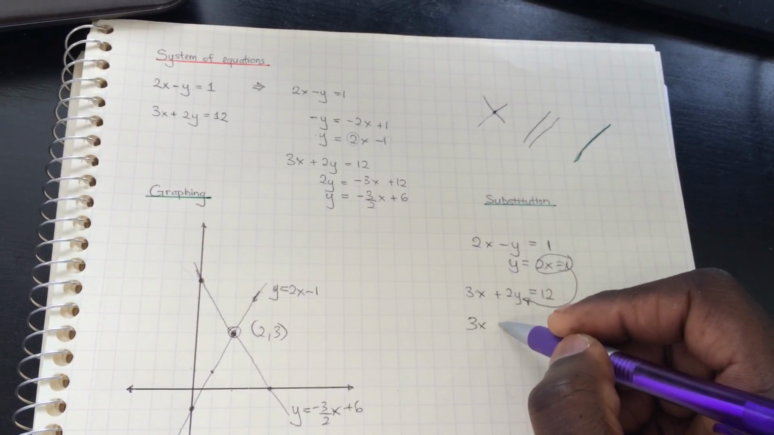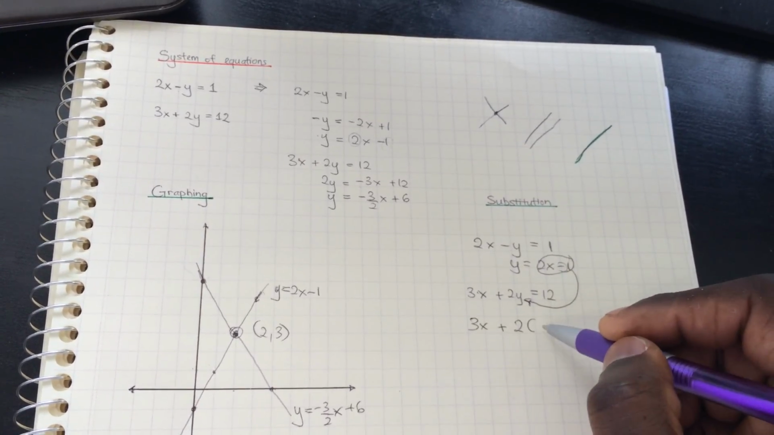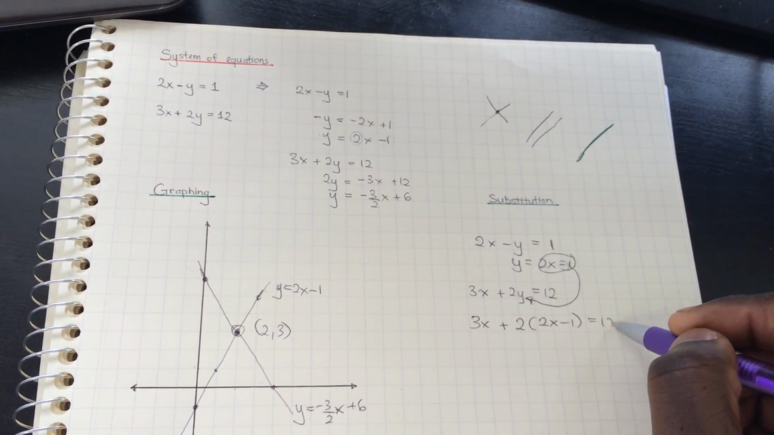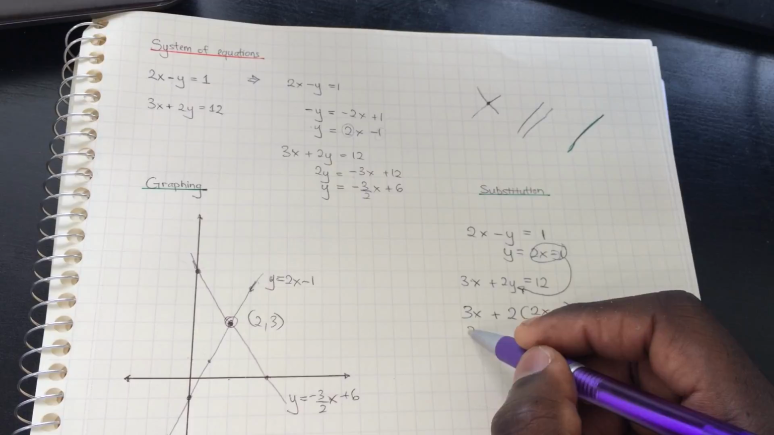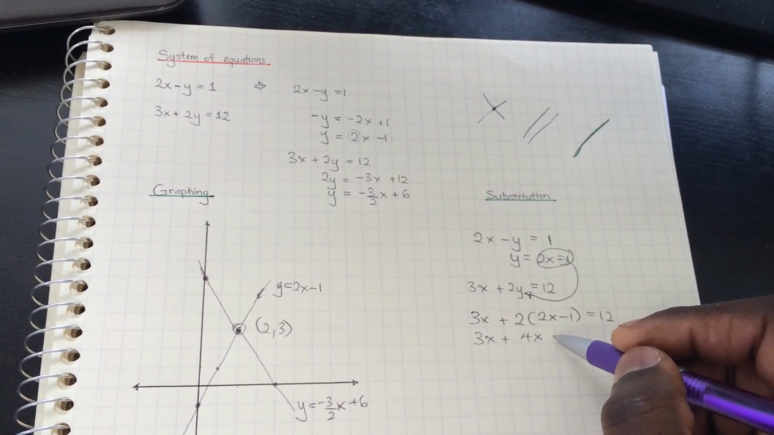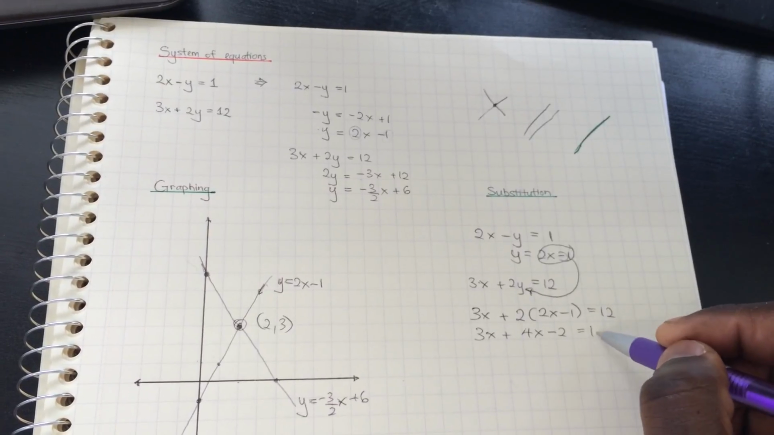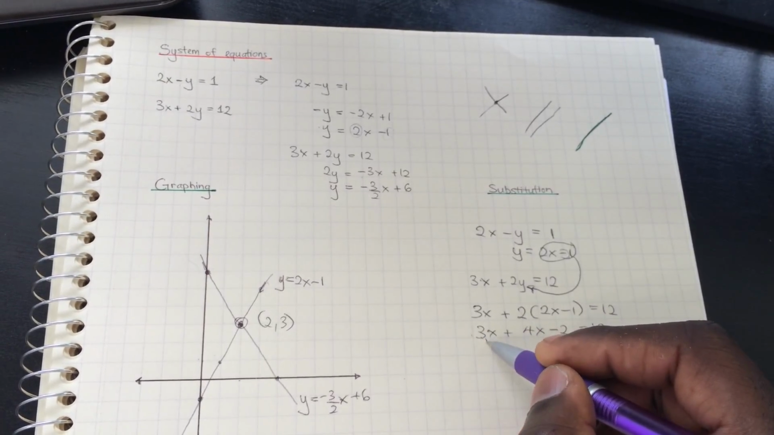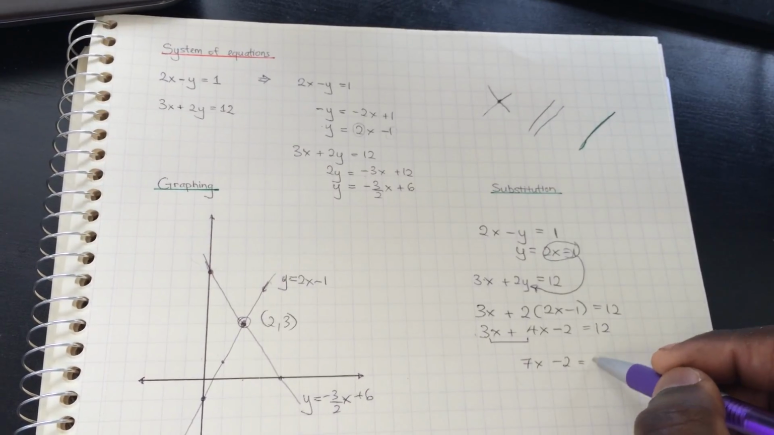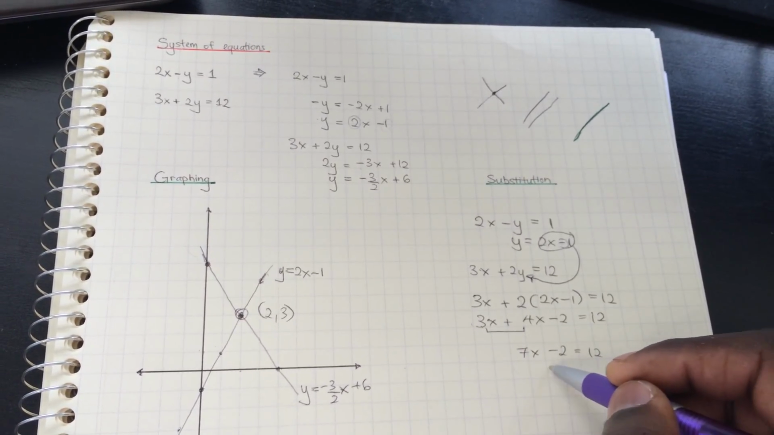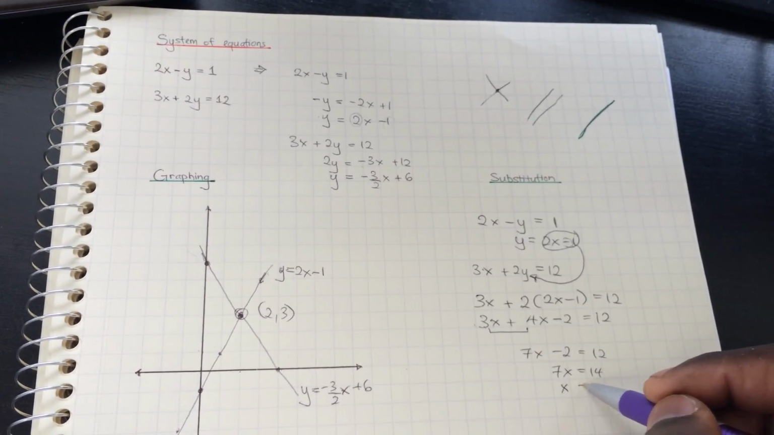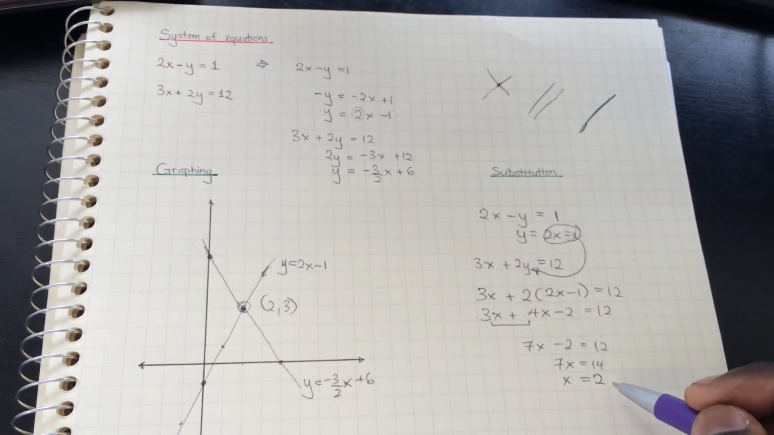So 3x plus 2 times (2x minus 1) is equal to 12. So 3x plus 4x minus 2 is equal to 12. I can combine like terms; these two are like terms. So 7x minus 2 is equal to 12. Then I can add 2 to both sides, so 7x would be 14. Divide both sides by 7, so our x value is 2.